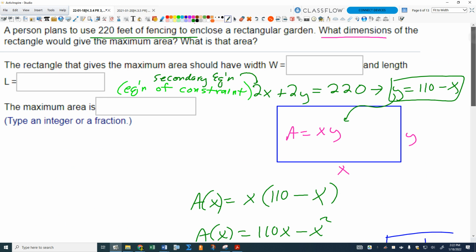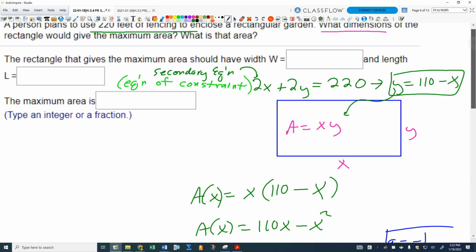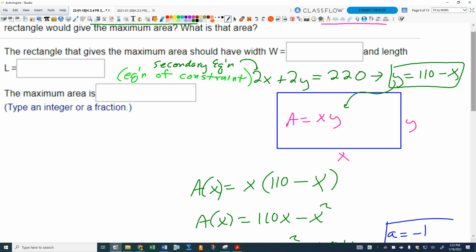We've got to fill in some blanks here. So what's the width? Well, we said x was the, I don't know what you call that. We'll call that the width, I guess, right? So the width would be 55. How do I find the length? Where do I go? I'll give you a hint. I put a box around it for a reason.